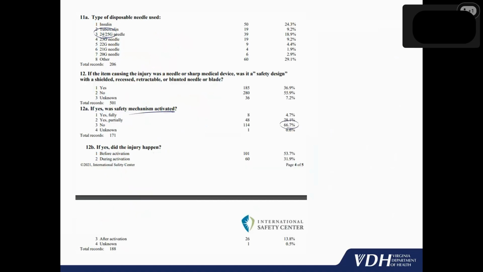The data breaks down the type of disposable needles used, with the majority of injuries caused by 24 to 25 gauge needles. A survey of nurses in the Eastern region revealed that the most commonly used needle in their inventory was 25 gauge. Not all types of needles have a safety device, but when present, in almost 67% of those cases, the safety mechanism was not activated.